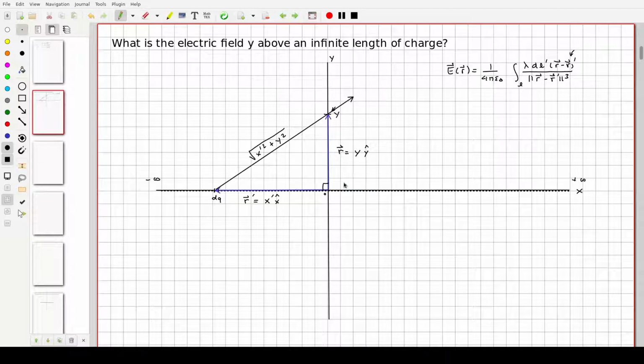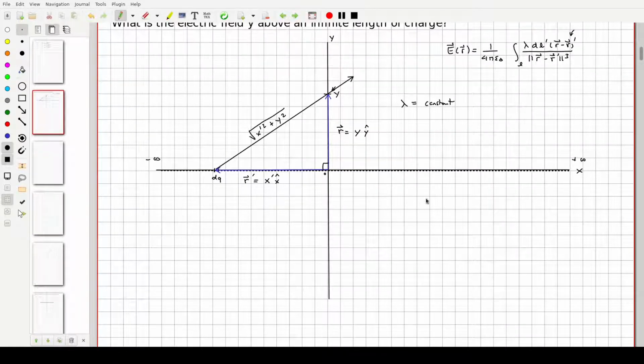Now, we have our vectors here. We're going to assume our charge density is constant. It's just however much charge there is over length, so it's going to be constant. If it's not, we need to know what form it has so we can actually perform the integration.